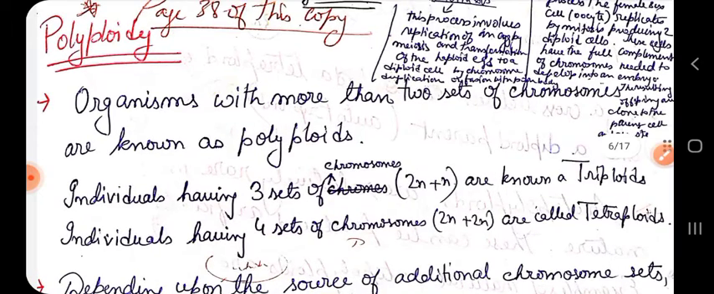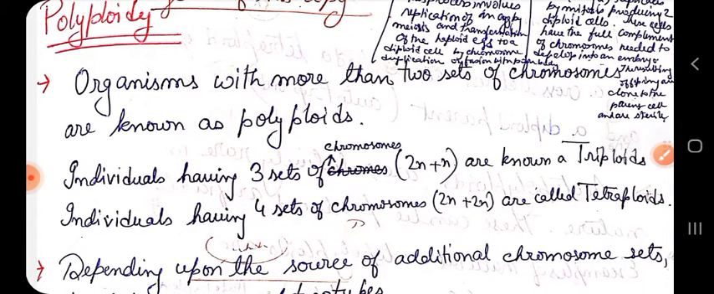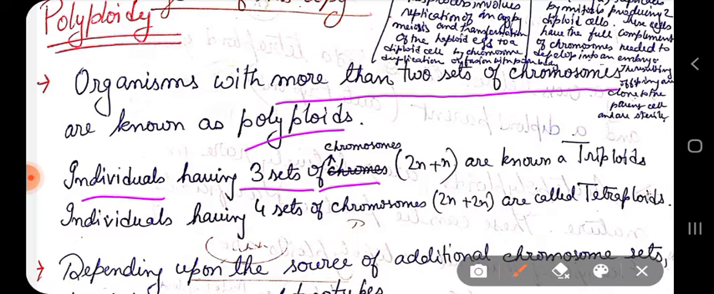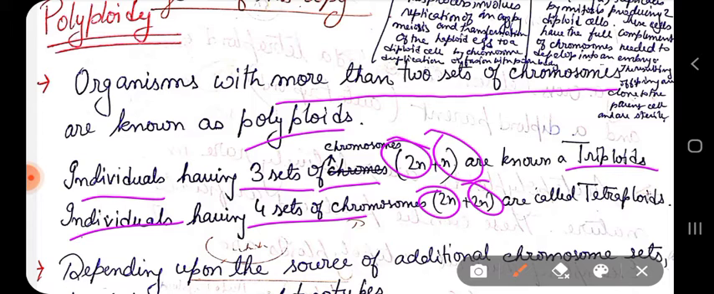So, in polyploidy, organisms with more than two sets of chromosomes are known as polyploids. If the organisms have more than two sets of chromosomes, then they are called polyploid. For example, individuals having three sets of chromosomes, that is, two sets diploid plus another set n, are called triploids. Individuals having four sets of chromosomes, that is, an extra 2n, meaning two extra sets of chromosomes present in the cell, are called tetraploids.